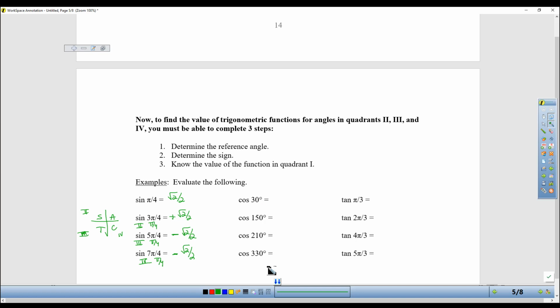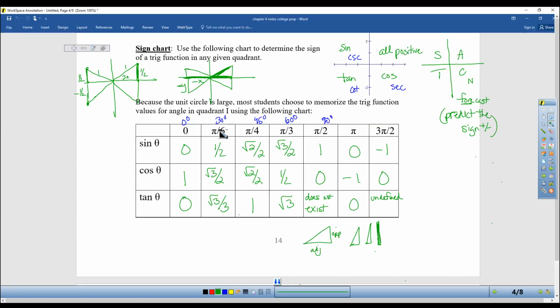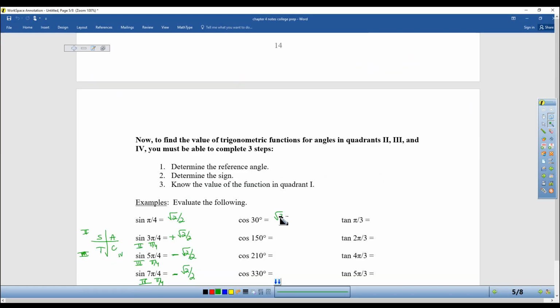Now, just to show you how much harder it is in degrees. In degrees, so cosine of 30, remember 30 is the same as pi 6, and cosine is the square root of 3 over 2.